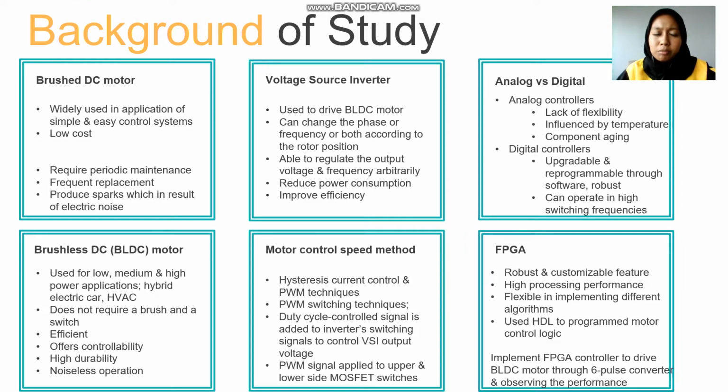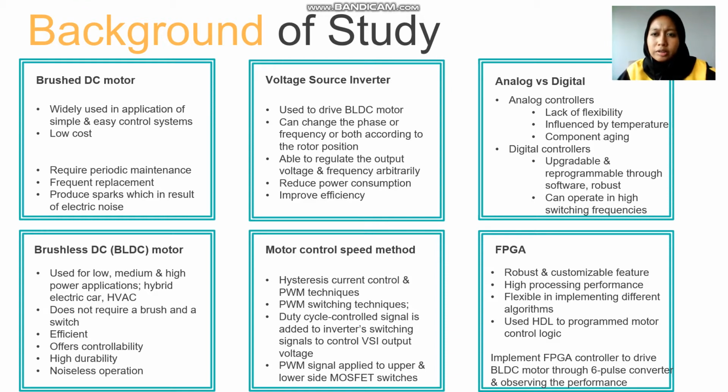There are 2 types of motor control feed method that are commonly used, which are hysteresis current control and PWM switching technique. For this project, we will be using PWM switching technique, where the duty cycle control signal is added to the inverter switching signal to control VSI output voltage. PWM signal is applied to upper and lower side of MOSFET switches that is going to be fed into BLDC motor.